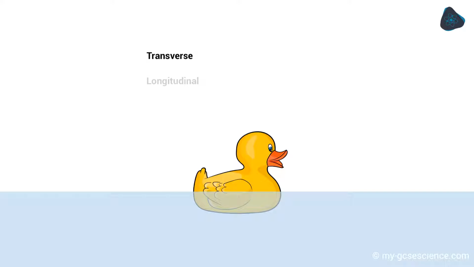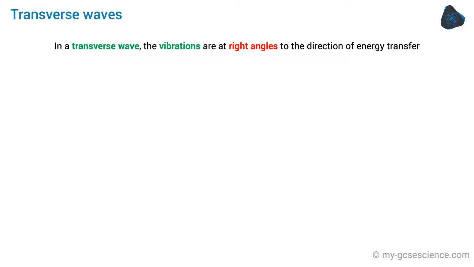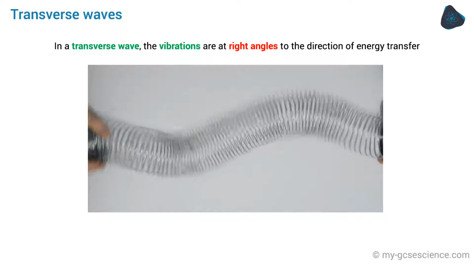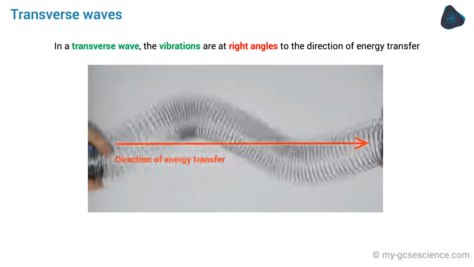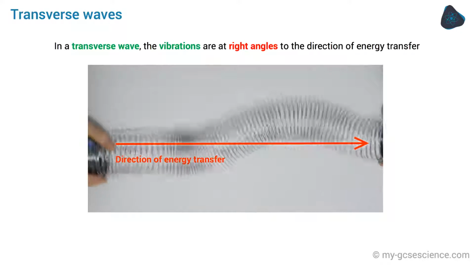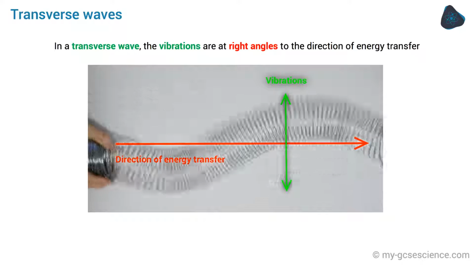The word transverse means perpendicular to, or at right angles to. In a transverse wave, the vibrations which cause the wave are at right angles to the direction of energy transfer. Have a look at this slinky spring as it's being shaken from side to side. Although the wave is travelling to the right, in other words, energy is being transferred to the right, the spring itself is vibrating up and down, perpendicular to the direction of wave motion.